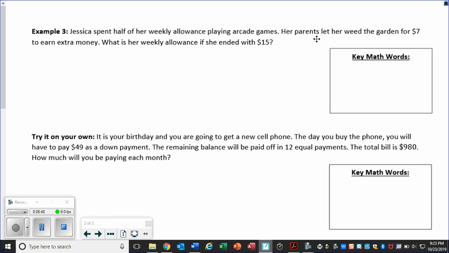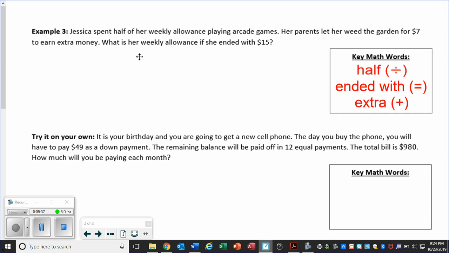Okay? So now I'm going to go through and underline. Half her weekly allowance is important, so I should underline that. $7, earn $7, it's just backwards, is important. What is her weekly allowance? And ended is important, ended with $15. So I'm going to write these things down now. Half means to divide by 2 specifically. Ended with is your equals. And extra, earned extra, means you're adding it. Okay?